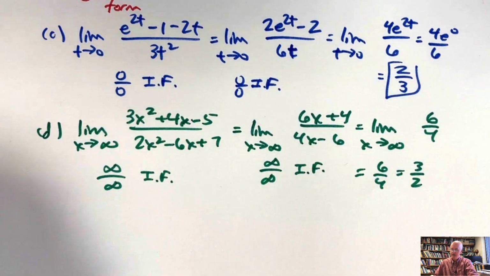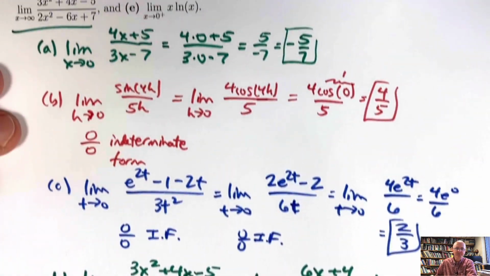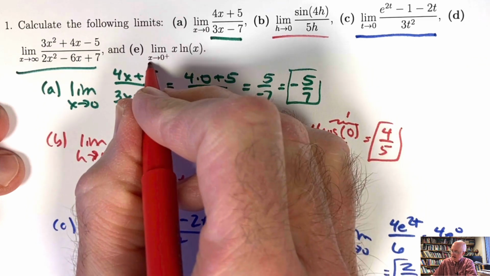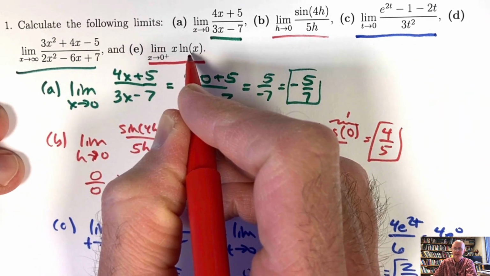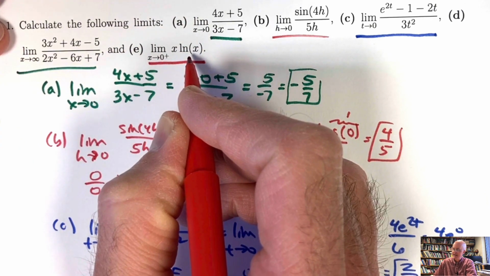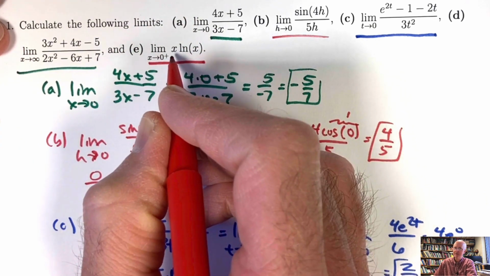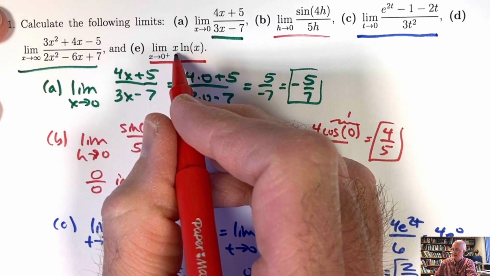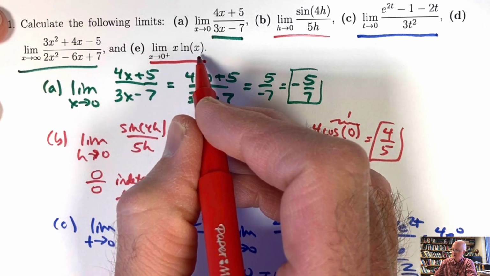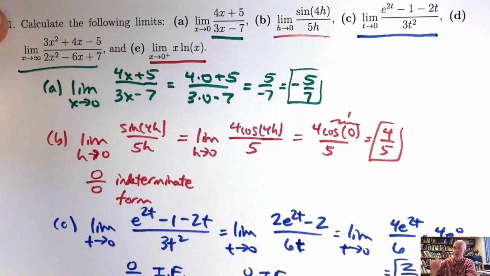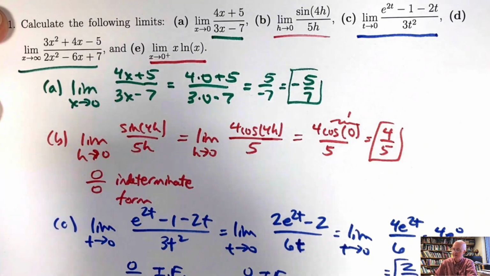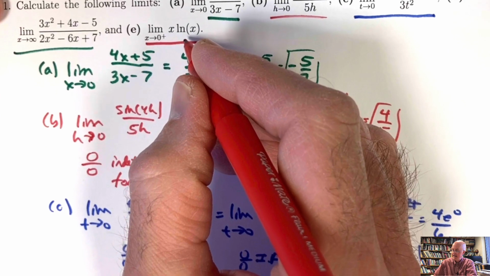The last part of this problem is to calculate a right-hand limit. The limit as x goes to 0 from the right of x times natural log of x. You've got the product of two things that are kind of conflicting. X is going to 0, but natural log of x as x goes to 0, if you know the graph of natural log of x, goes to minus infinity. The graph of natural log goes to minus infinity.